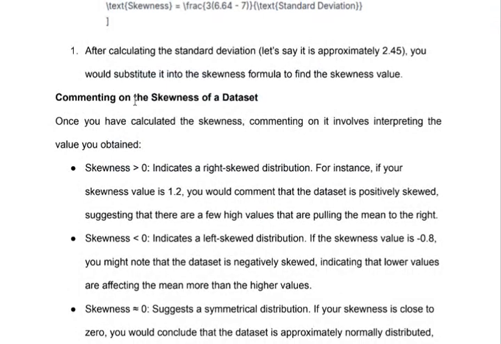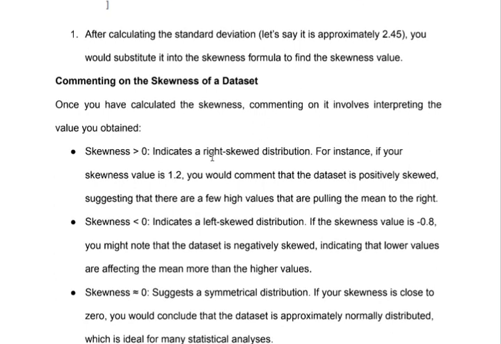Commenting on the skewness of a dataset. Once you have calculated the skewness, commenting on it involves interpreting the value you obtained. Skewness greater than 0 indicates a right-skewed distribution. For instance, if your skewness value is 1.2, you would comment that the dataset is positively skewed, suggesting that there are a few high values that are pulling the mean to the right.